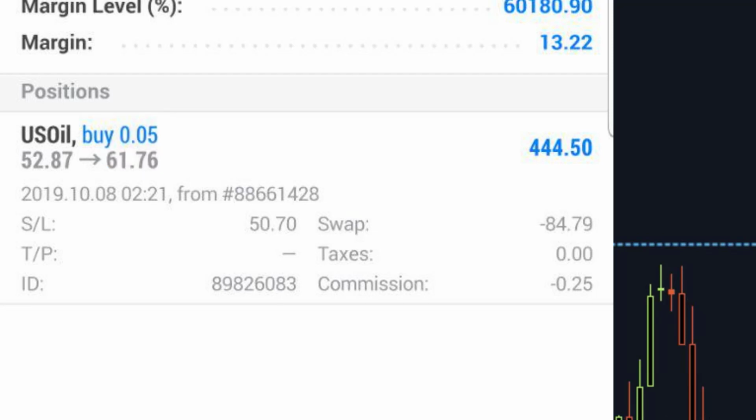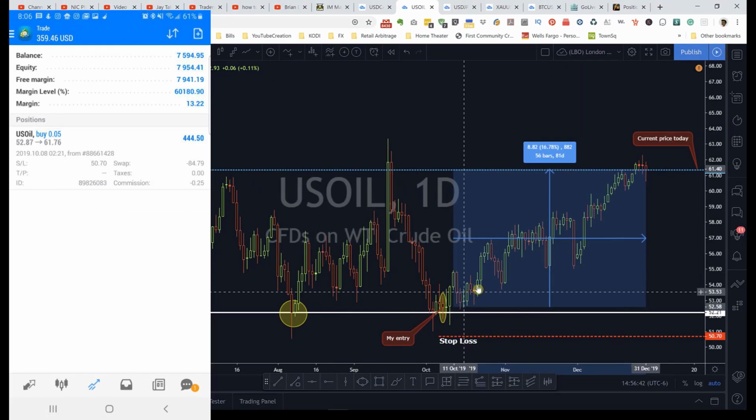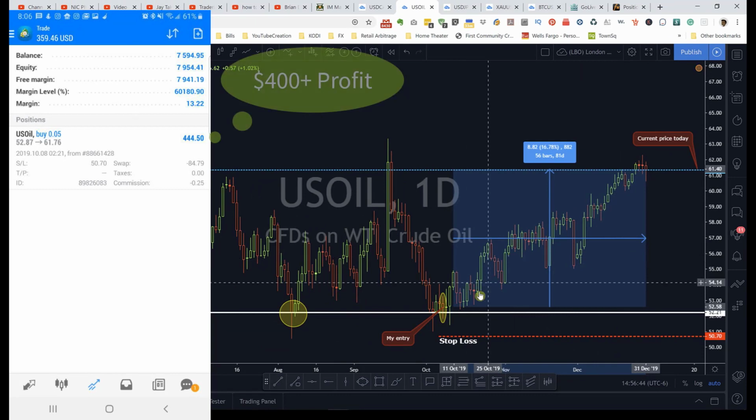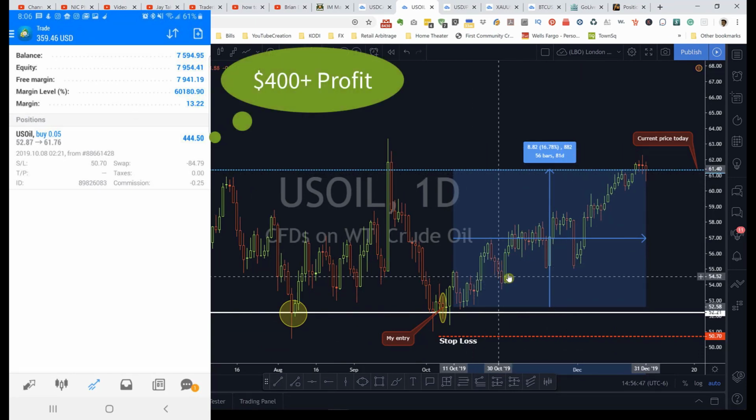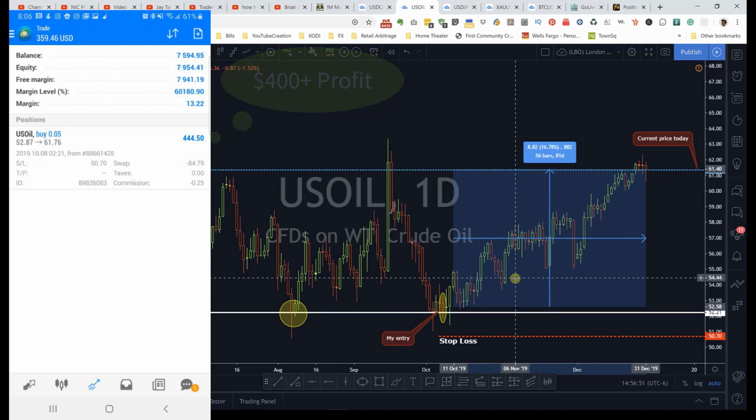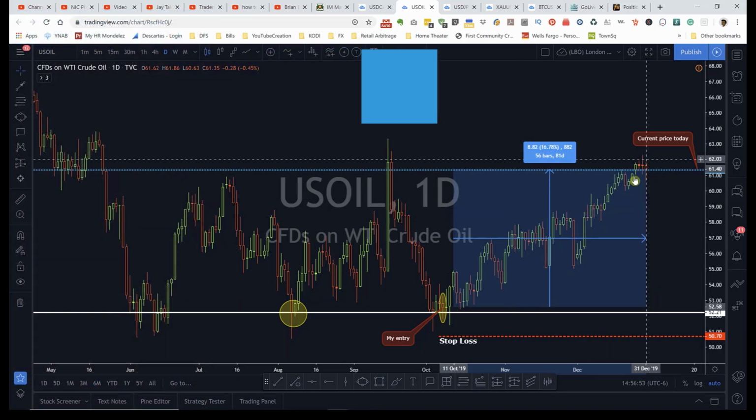Now as you can see, I paid some swap fees because I held it over several days. That's the price that you pay when you hold your order over from day to day. But I'm not worried about that because, out of my 882 pips, it was a very small amount versus what I actually am winning at the moment. I say I'm winning because I have not exited this trade yet.